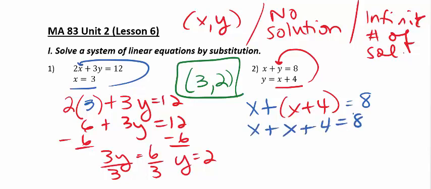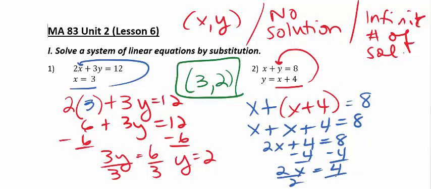And then I need to combine like terms on the left-hand side. So x plus x is 2x, plus 4 equals 8. Then I'm going to subtract 4 from both sides and get 2x is equal to 4, and then divide by 2. So x is going to equal 2.